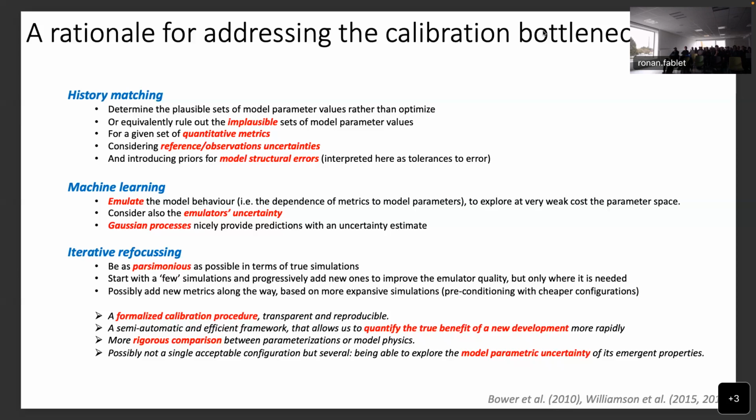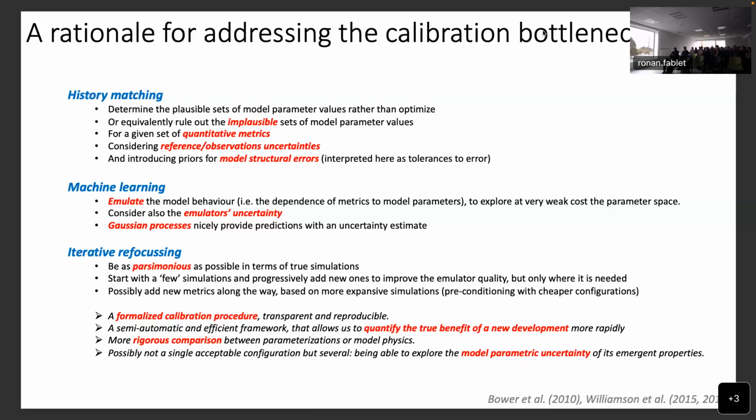Then we use machine learning to emulate the model behavior. That means the dependence of a given set of metrics on model parameters, to explore at very low cost most of the parameter space that we need to explore. Of course, we want to consider the emulator's uncertainties in this process. And that's why it was chosen to use Gaussian processes, because they nicely provide predictions with an uncertainty estimate. And then the last feature is what is called iterative refocusing.